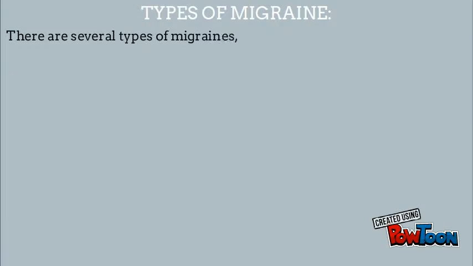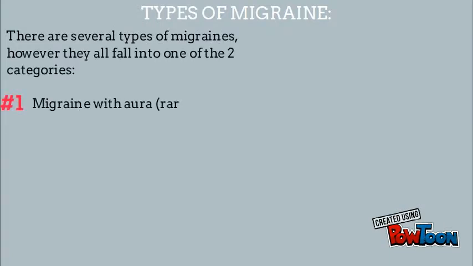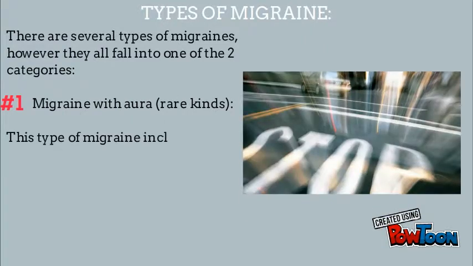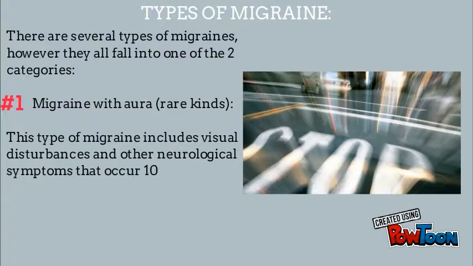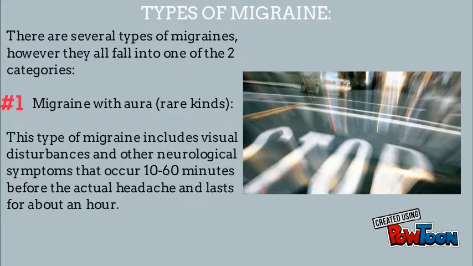There are several types of migraines, however, they all fall into one of the two categories. Migraines with aura. This type of migraine includes visual disturbances and other neurological symptoms that occur 10 to 16 minutes before the actual headache and last for about an hour.